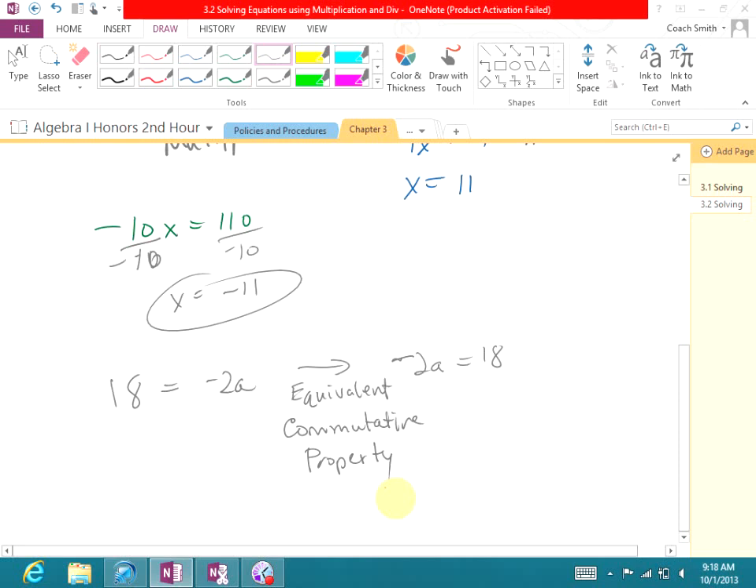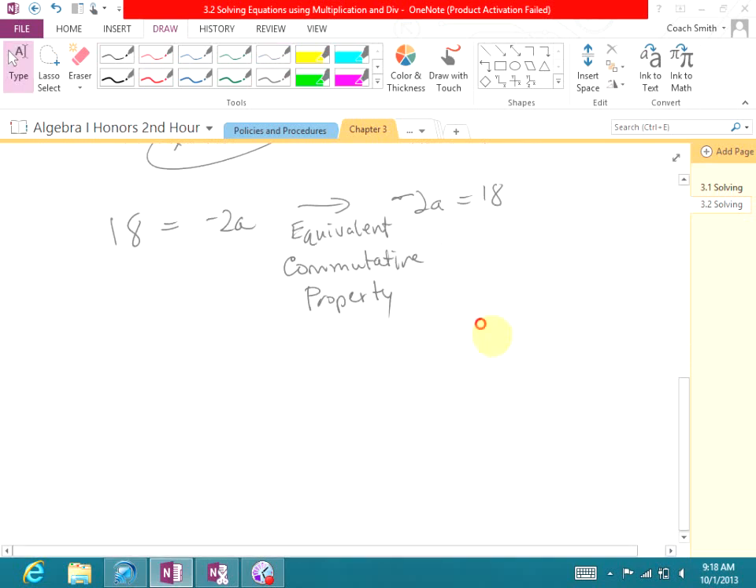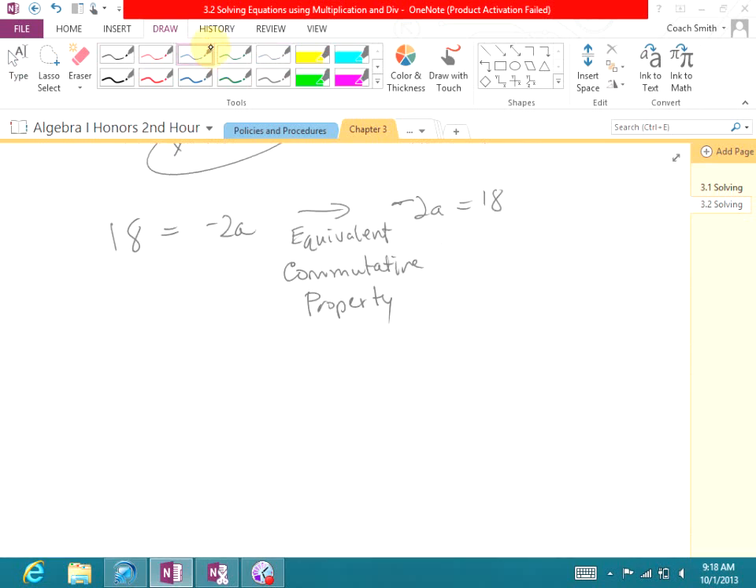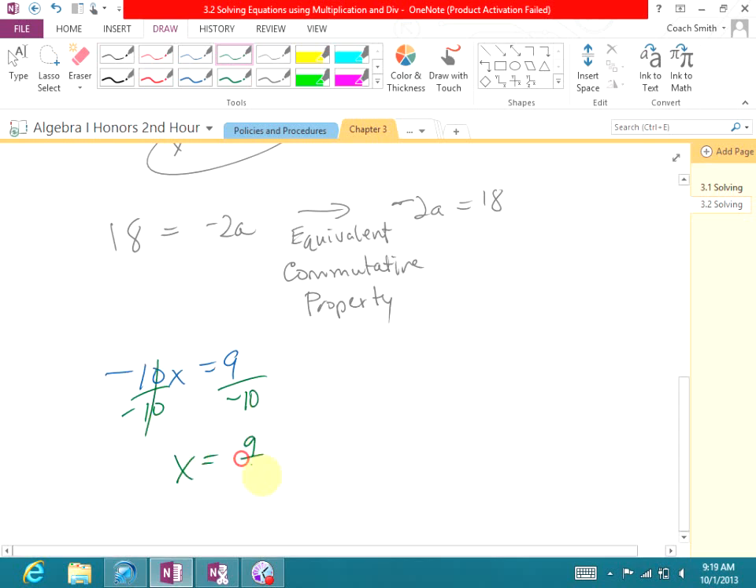Okay. Now, the problem that most of you run into is when I get one like this. Negative 10x equal 9. Okay, you go, okay, well, I'll divide by negative 10, divide by negative 10. And then you start panicking because, well, it doesn't go into 10. Okay, so it doesn't go into 10. That's your answer.